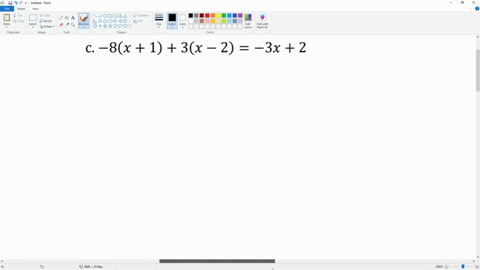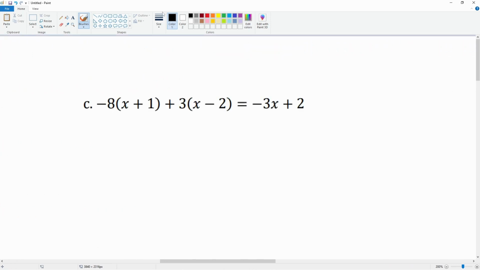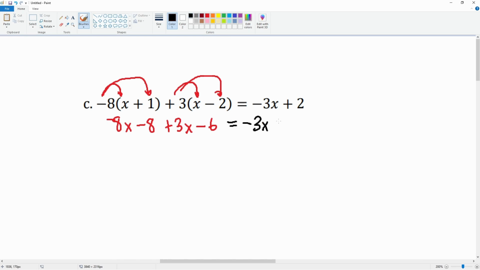Then we have C. Looks like there's some distributing that we have to do. Negative 8 times x is negative 8x. Negative 8 times 1 is negative 8. 3 times x is 3x. 3 times negative 2 is negative 6. Bring everything else down. Bring down the equal sign. Bring down the negative 3x plus 2.